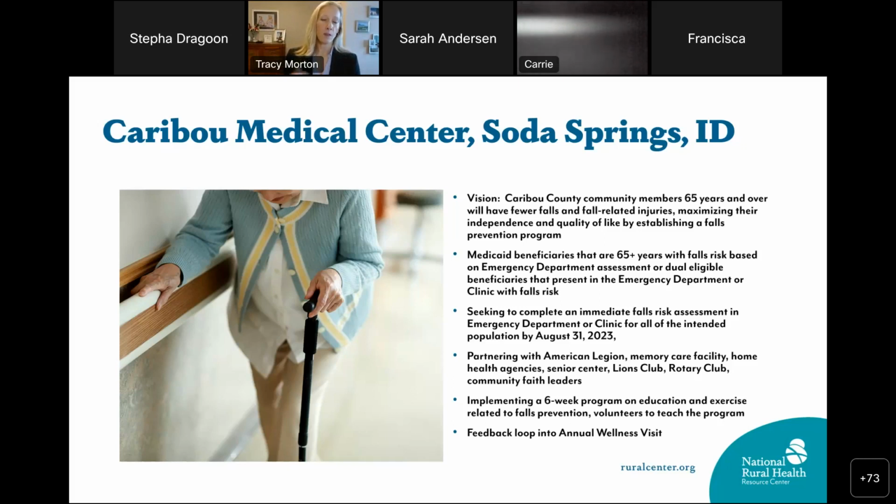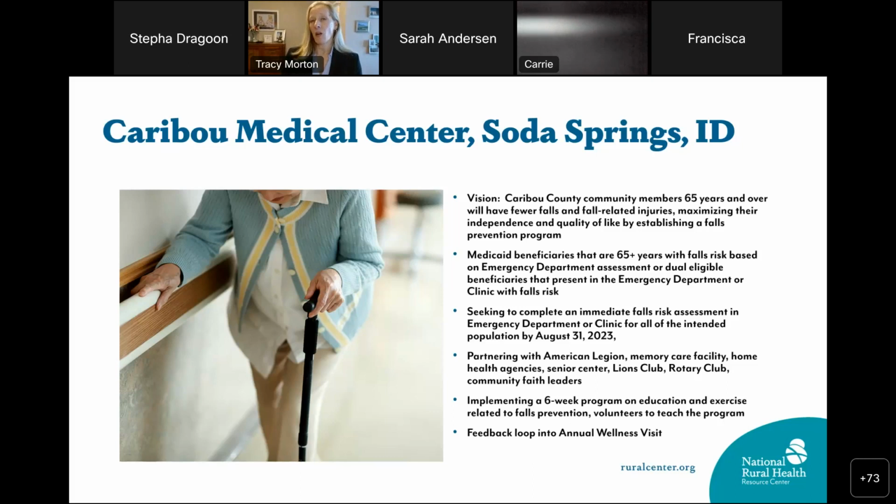And so individuals that are identified will be recommended over to this 6-week educational program that focuses on exercise and education. And they've been seeking volunteers to help teach the program, and they're using their own internal employees that might be interested in volunteering, as well as high school students, and then peers that are also at risk for falls, for that peer-to-peer sharing that we know is a successful approach in many different things.